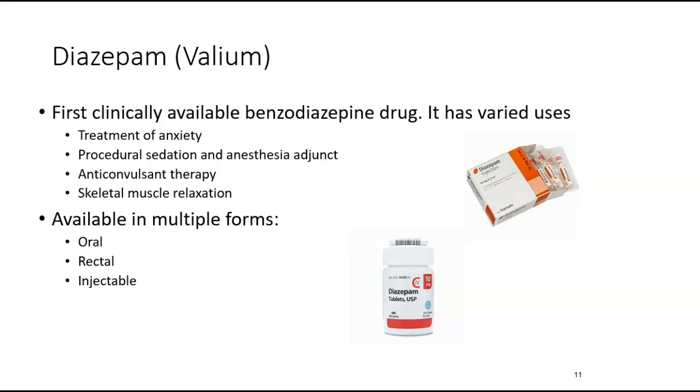So this was the first benzodiazepine drug. Use it for different reasons, generally anxiety, or it might be given for anticonvulsant therapy, so to stop a seizure. It is available oral, so you can get a pill, there are rectal forms, or it's also injectable. So that is diazepam.